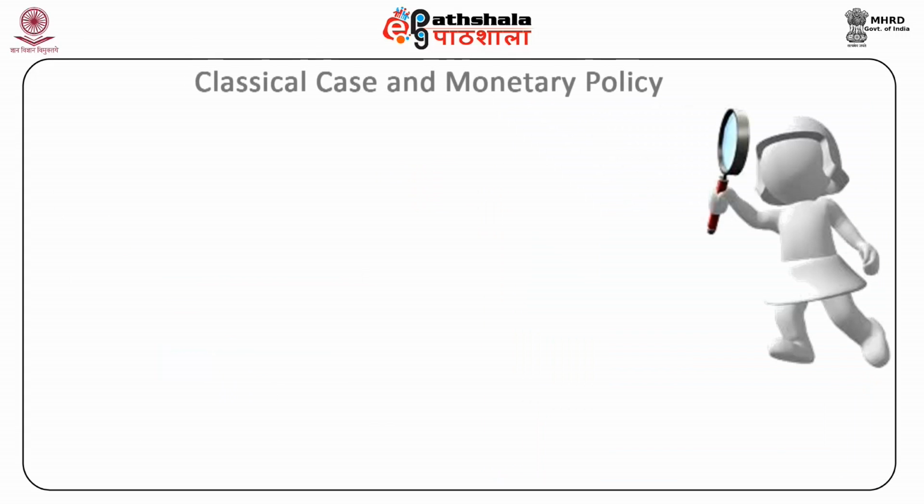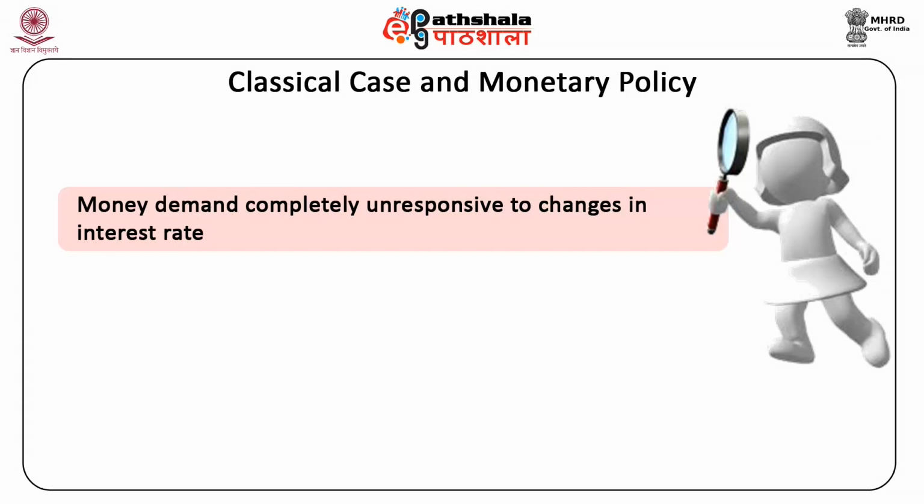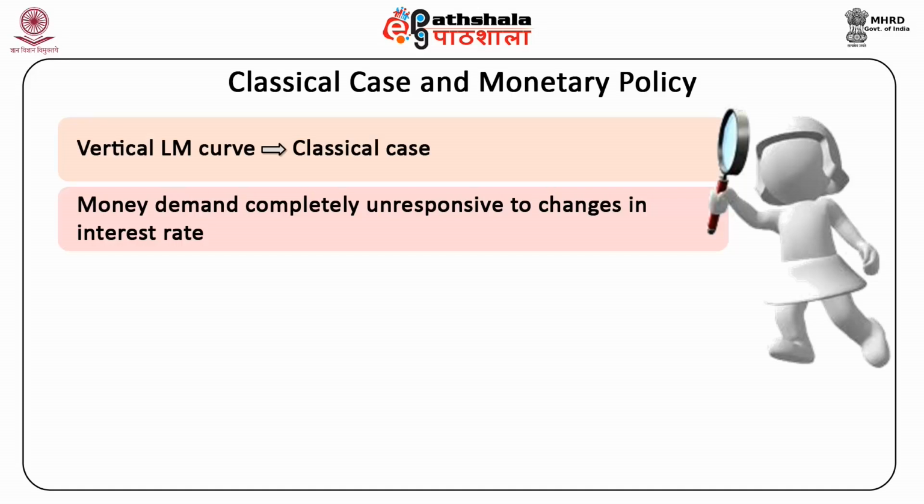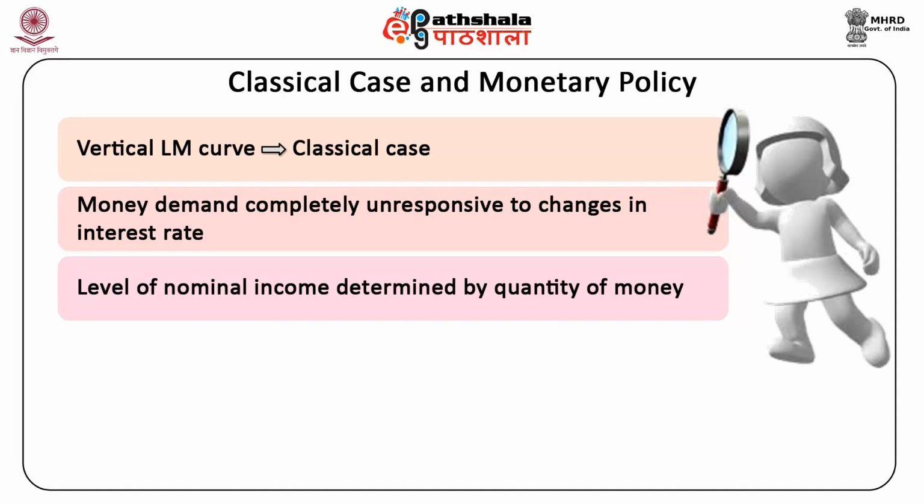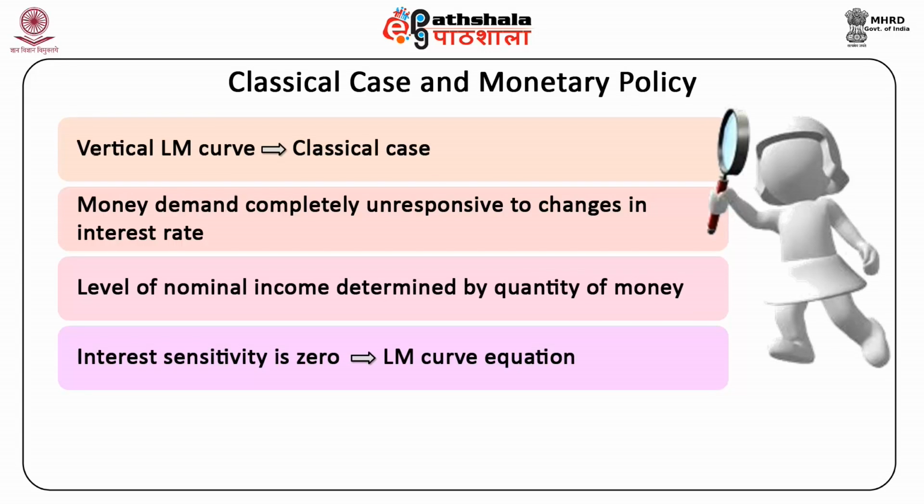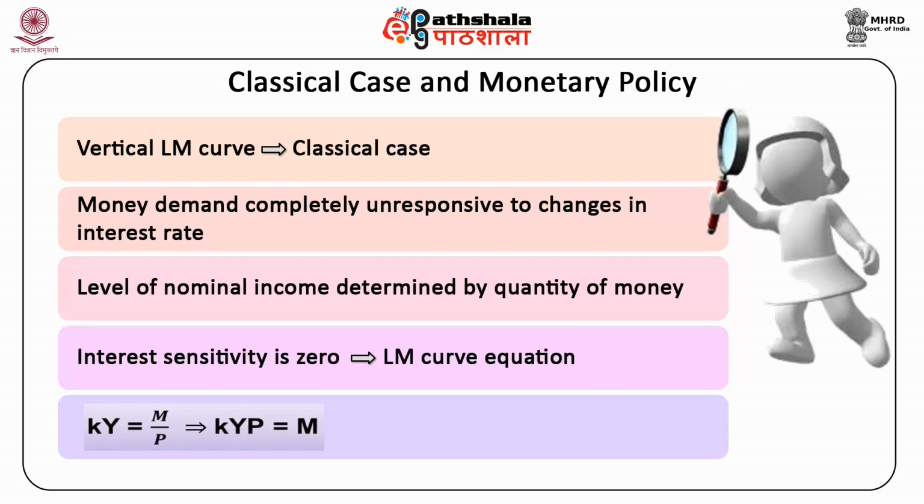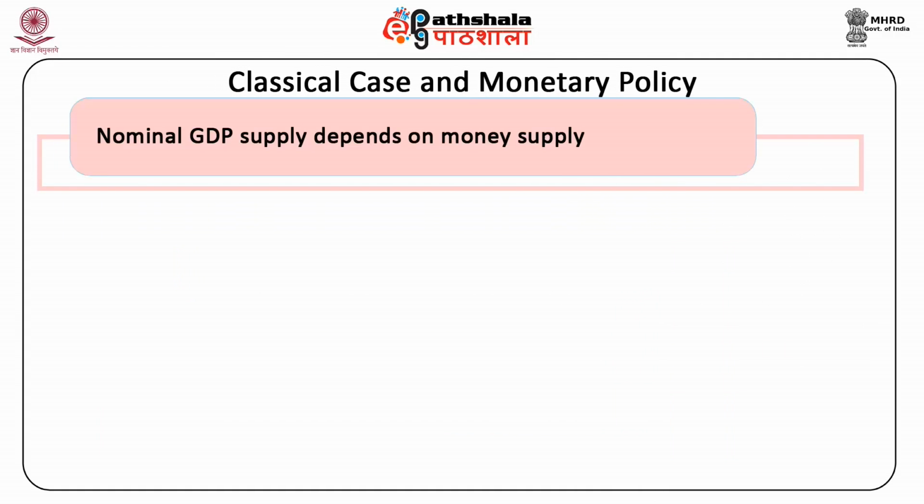A vertical LM curve implies that the demand for money is completely unresponsive to the changes in interest rate. The vertical LM is called the classical case because the level of nominal income is solely determined by the quantity of money. As the interest sensitivity, that is h, is 0, the LM equation turns out to be kY = M/P, or kYP = M. This implies that the nominal GDP, that is Y times P, depends only on money supply, that is M.